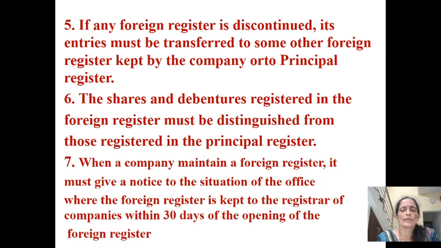Similarly, when a company maintains a foreign register, it must give a notice of the situation of the office where the foreign register is kept to the registrar of companies within 30 days of the opening of the foreign register. When a company maintains a foreign register, a notice relating to it must be given to the registrar of companies.